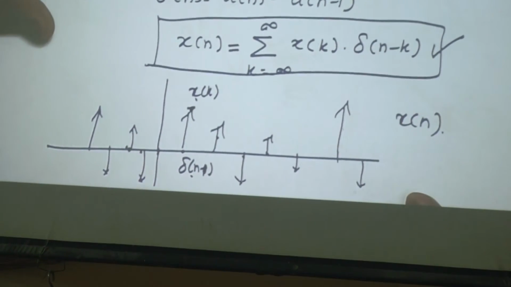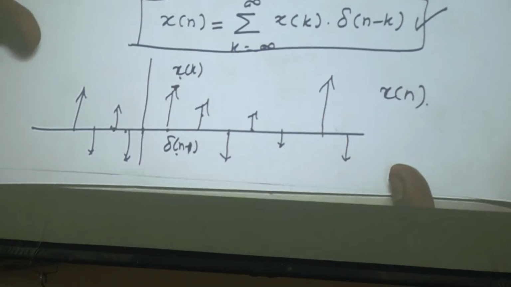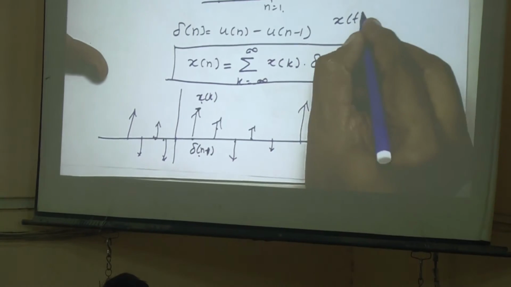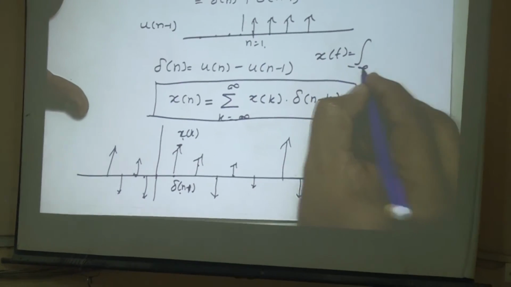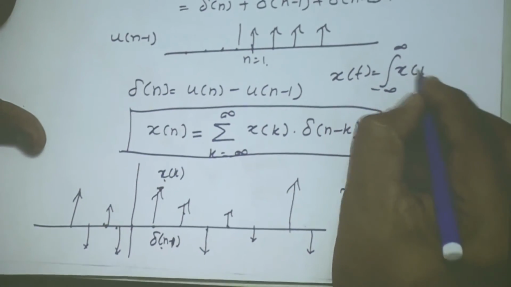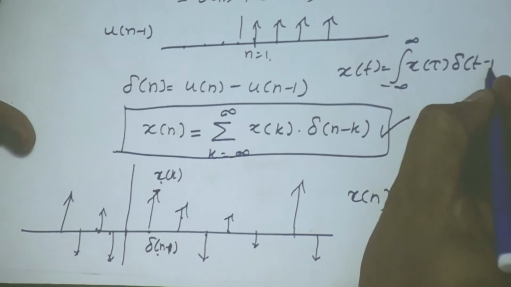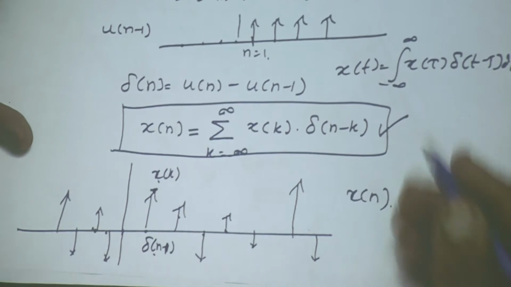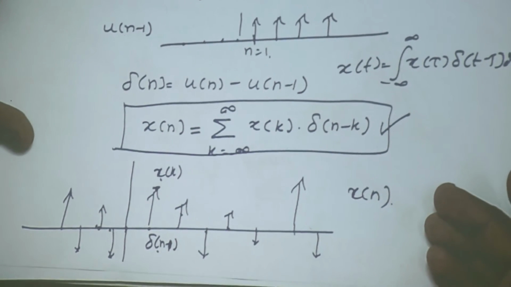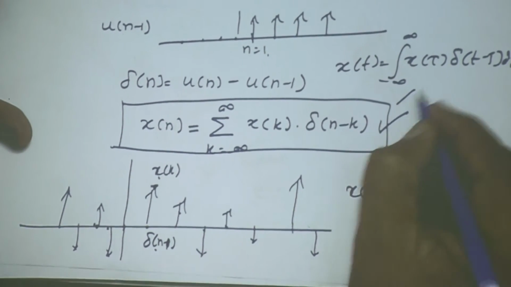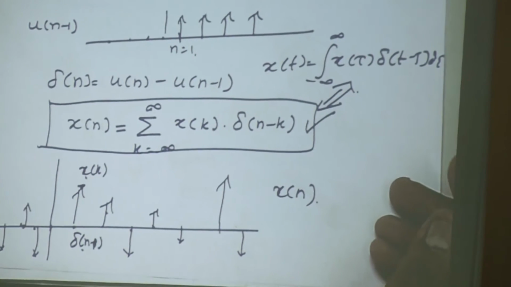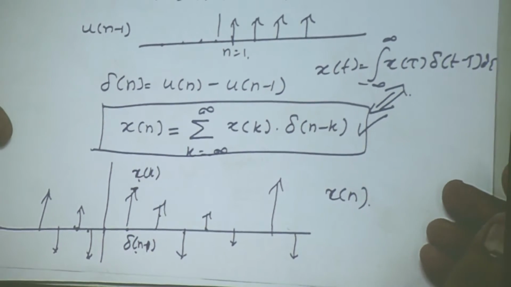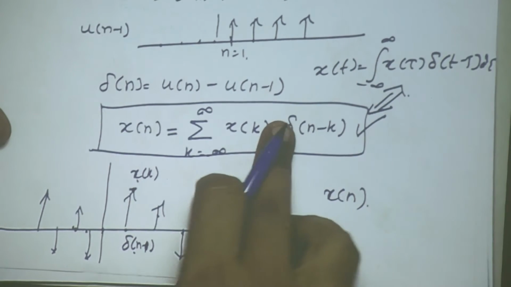There was an equivalent relation in continuous time systems. What was it? It was x of t can be written as integration from minus infinity to plus infinity x of tau delta t minus tau d tau. There is always a parallel between continuous time and discrete time systems. The only difference is that this delta t is different than this delta n.